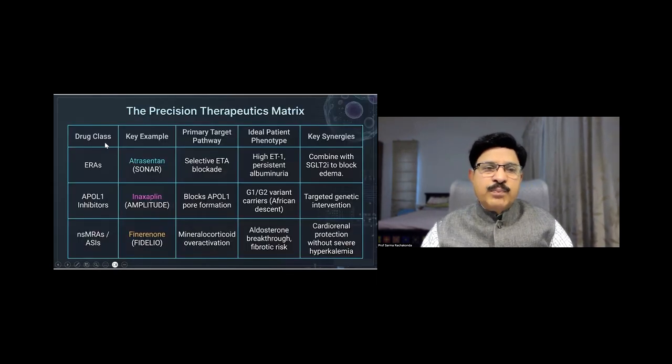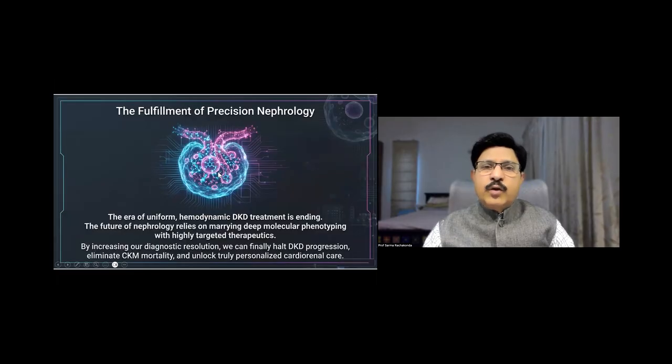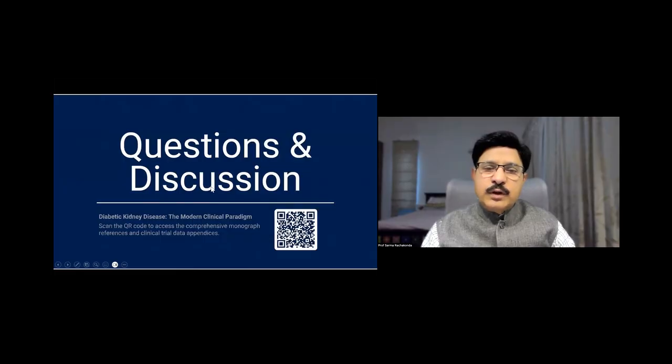Now, finally, if you look at the key examples here, primary target, ideal phenotype, and key synergies. I'm going to give you this PDF. You can read these things at leisure. The KDIGO roadmap, remaining clinical needs, unmet needs, and how they are being met. Then fulfillment of precision nephrology is the watchword. Today, precision nephrology, precision treatment is the watchword. If you have any questions, you post to me in the group. Since time is up, we will close here.